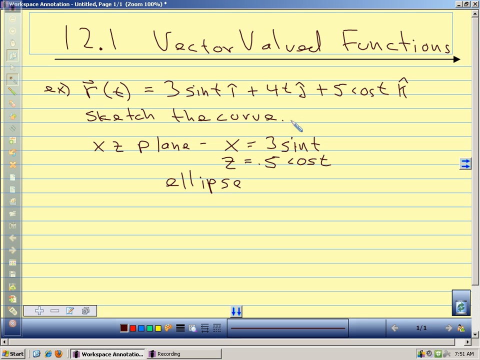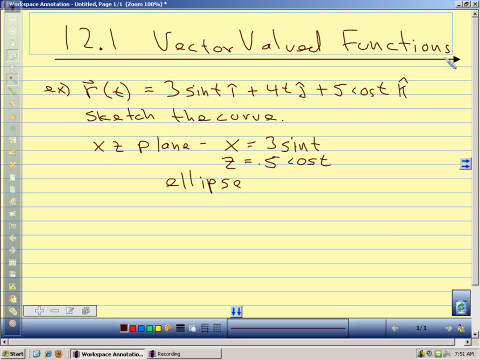Tian is circling his hand and going up. Parallel to the XZ plane, the tip of the position vector is going to travel in an ellipse, and as t increases, it's going to move along the y-axis. So our curve is going to be what we call a helix, and because this is an ellipse, we get an elliptical helix.